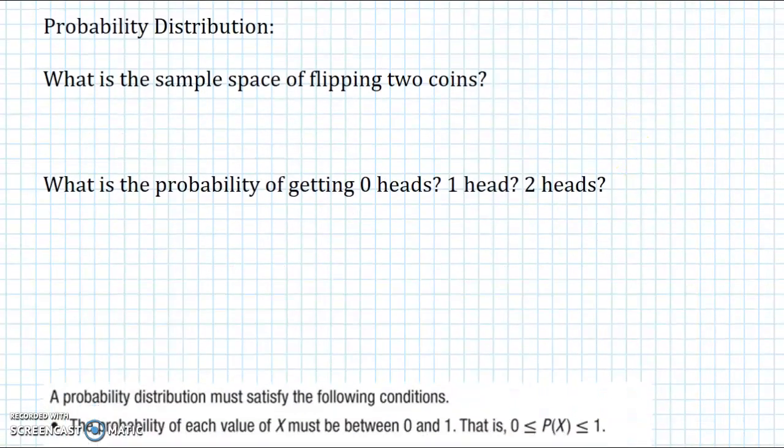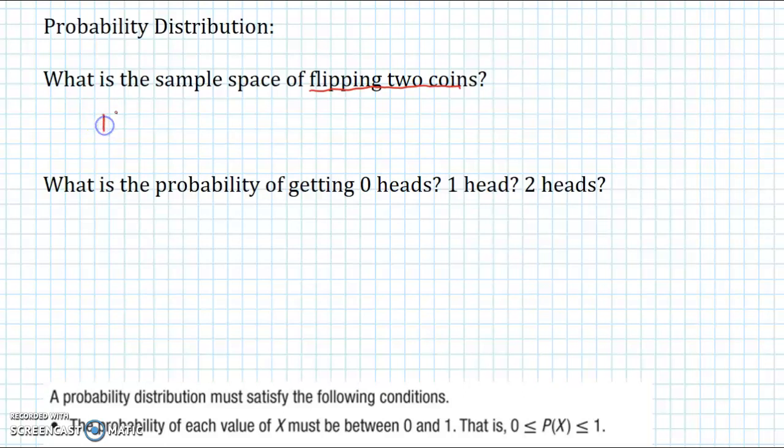So now let's talk about a probability distribution. First, we're going to talk about sample space. And sample space is just all your number of outcomes. So let's say that I want to flip 2 coins. I have a coin in each hand and I throw them up in the air and drop them. What are the possible outcomes?